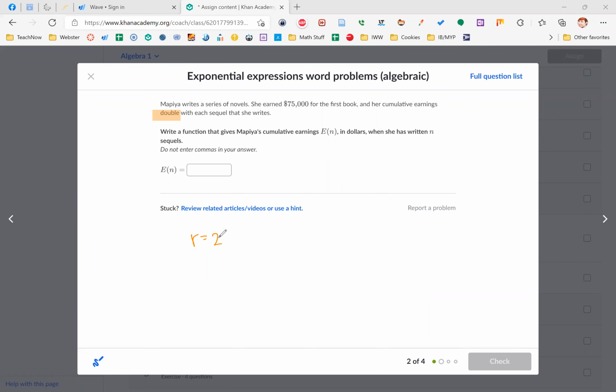Double is like 2 times. So also I want to highlight, what did she start with? The first book was like this. And I will make the table. At some point, you will be able to just know what's happening here with the table numbers, but until you do, it's a good idea to write out the first few numbers of books in this case, or numbers of years, the first few values. So that's n, and then over here, they're deciding to call the output e of n. Okay, so does 0 make any sense? She's written 0 sequels.